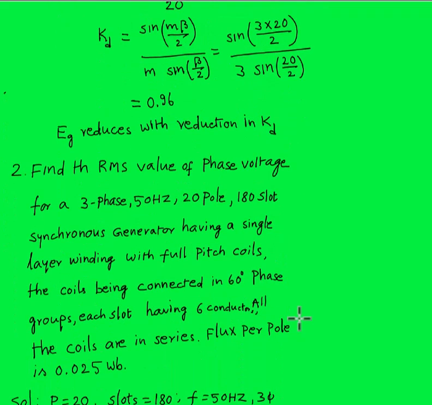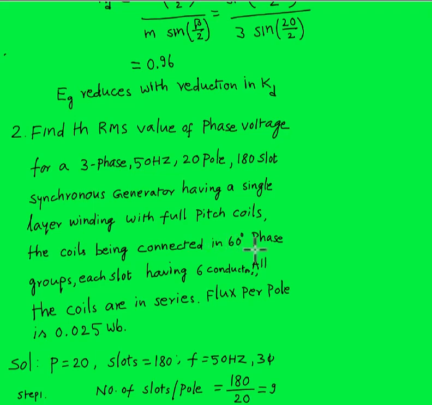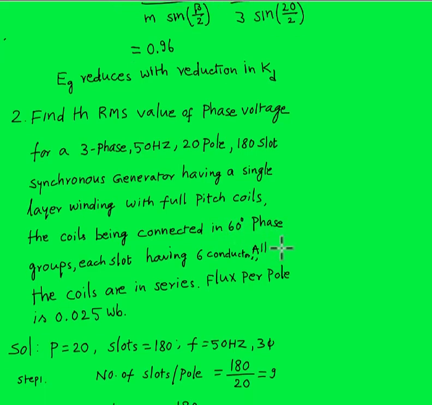Let me take another problem. Find the RMS value of phase voltage. Phase voltage means generated voltage here. For a 3-phase 50 Hz 20 pole 180 slot synchronous generator having a single layer winding with full pitch coils. The coils being connected in 60 degrees phase groups, each slot having 6 conductors. All the coils are connected in series. Flux per pole is given as 0.25 Webers.